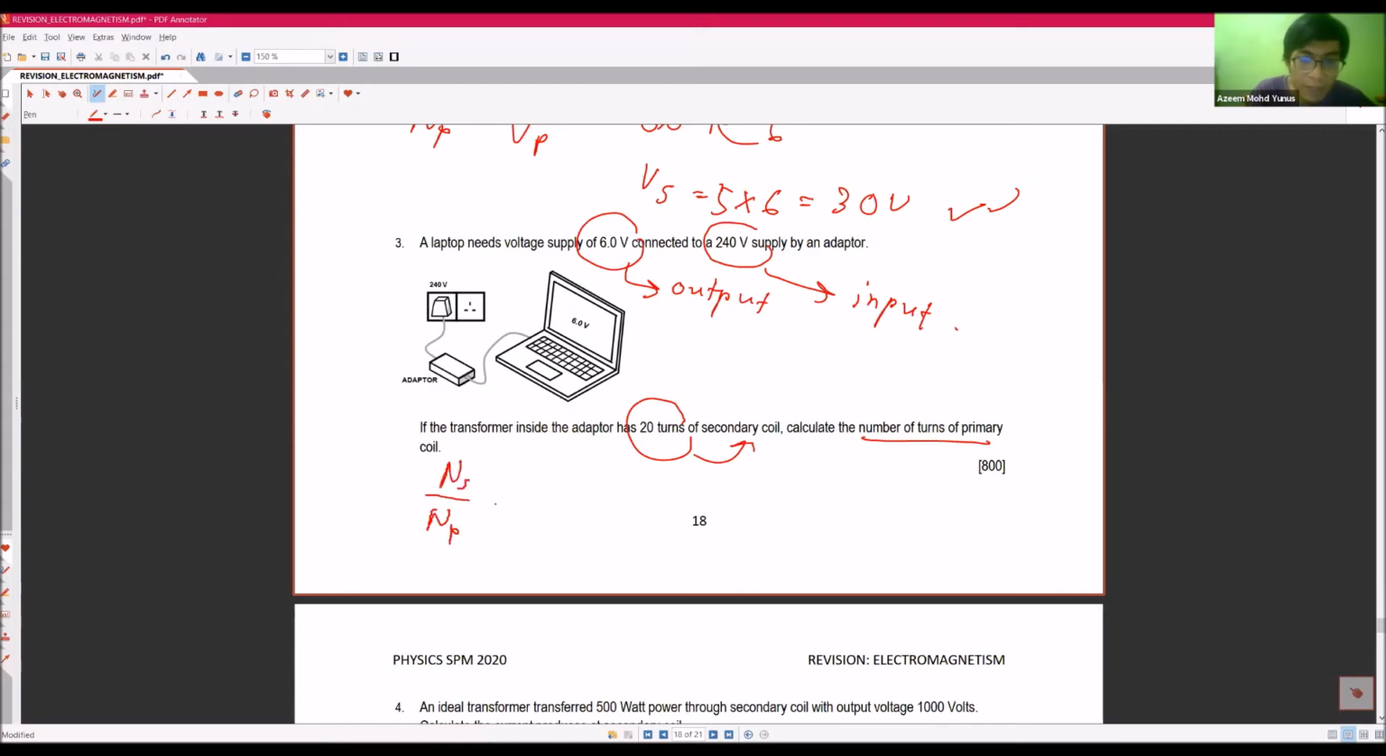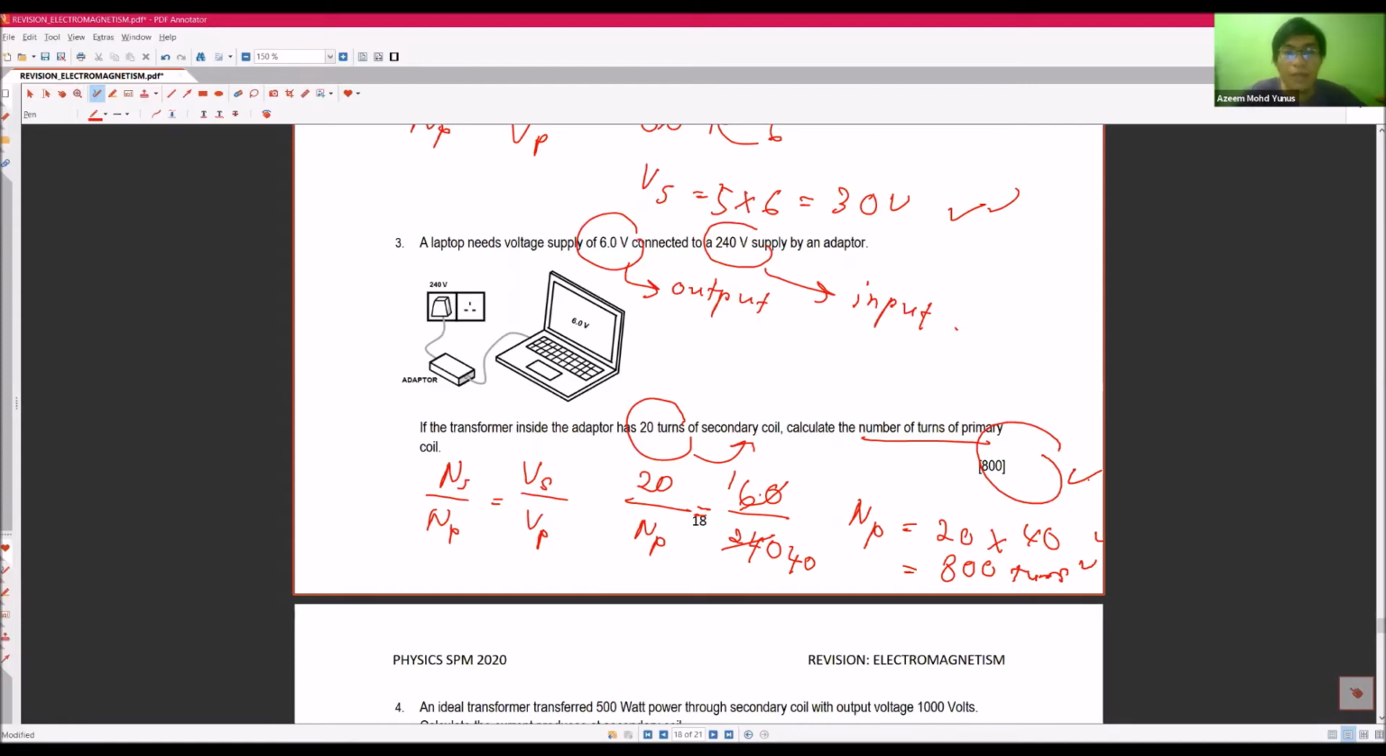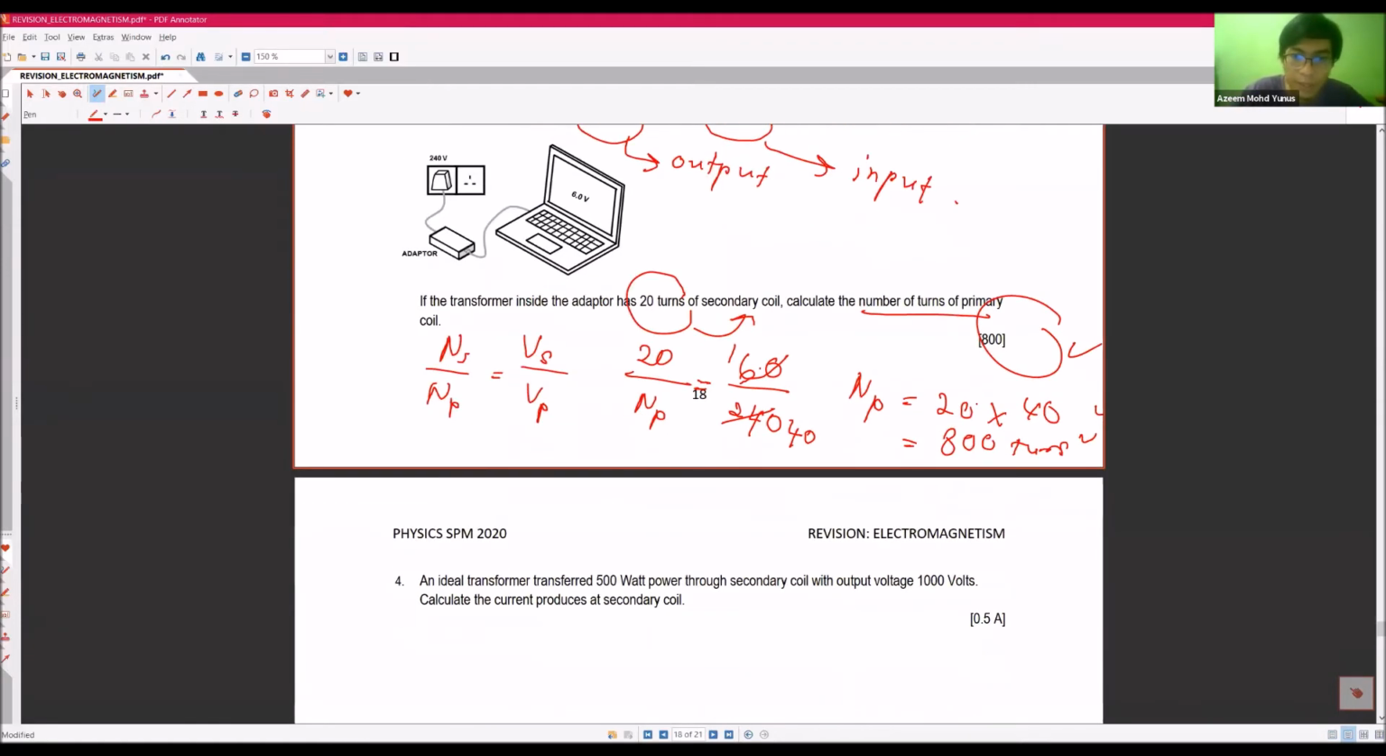So let's check if our answer is correct. Ns over Np equals Vs over Vp. So Ns here is 20 turns, Np unknown, Vs is 6.0, Vp is 240. So 6.0 over 240 is 1 over 40. So Np over here, 40 over here. So Np equals 20 times 40, which is 800 turns. Yes, our answer is correct. We just use ratio here.